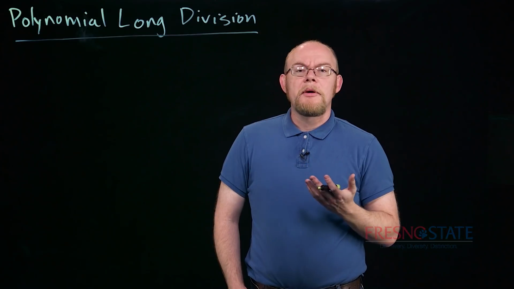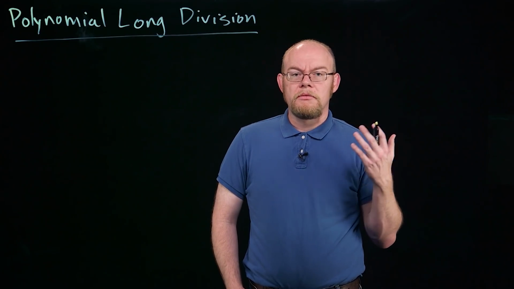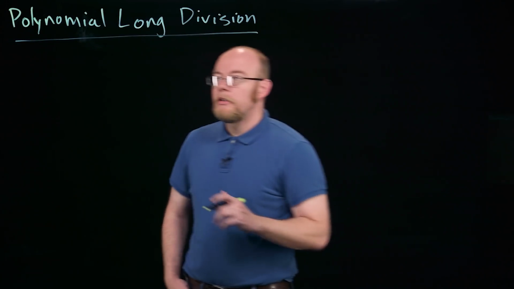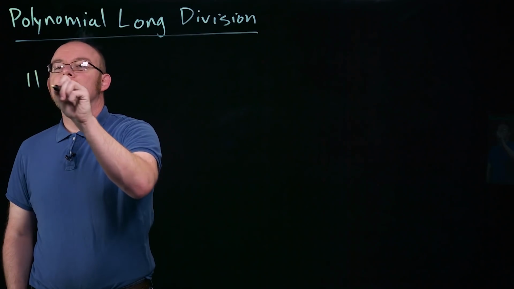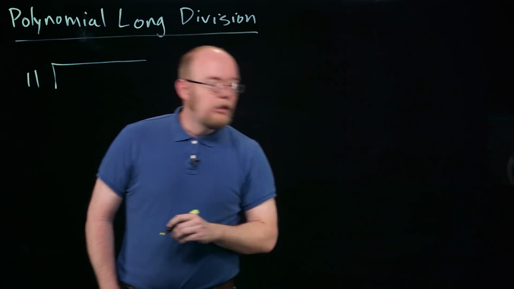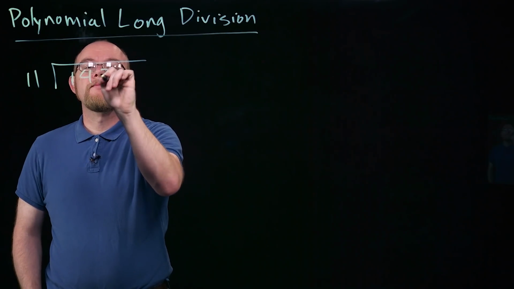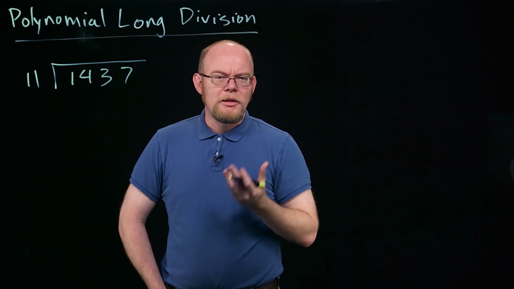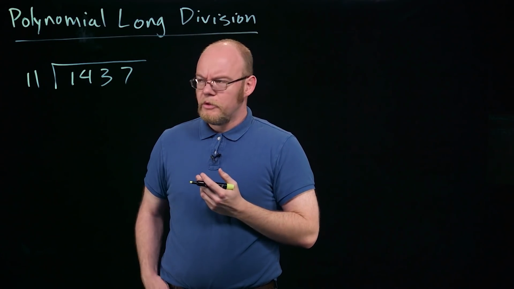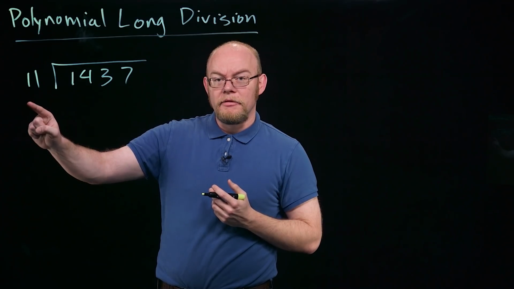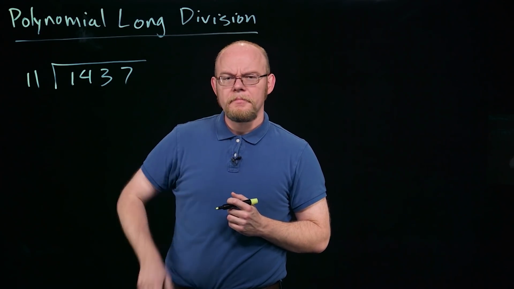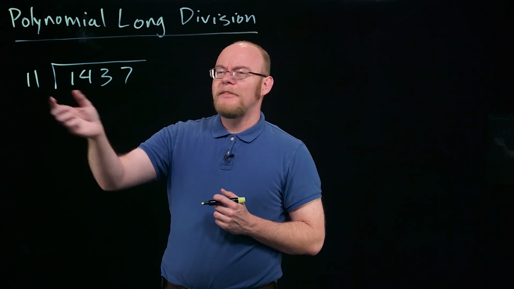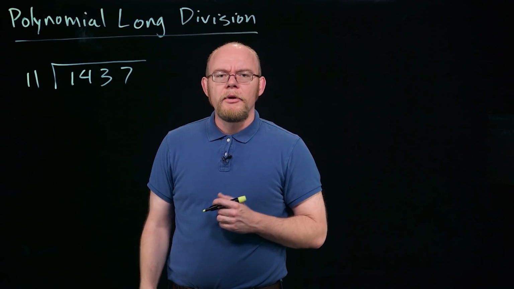So let's go ahead and talk about what happens with long division of just numbers before we talk about long division with polynomials. So let's imagine that we're dividing 11 into 1437. Now, you could definitely do this, but let's just talk about the process or procedure that we're doing. So we're trying to figure out how many times 11 divides into 1437. Now, what we do is we take the bits that we need in order for 11 to fit into it, and then we go from there.